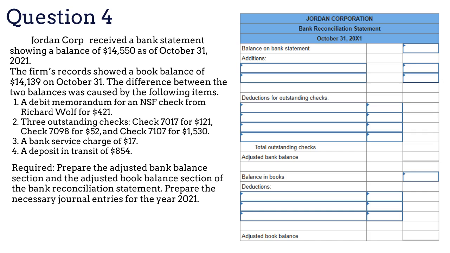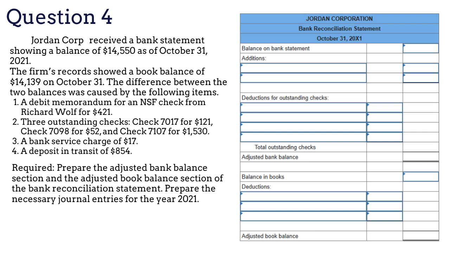Are you ready for question number 4? For this question, we need to prepare a bank reconciliation and the necessary journal entries. Jordan Corporation received a bank statement showing a balance of $14,550 as of October 31st. The firm's records showed a book balance of $14,139 on October 31st. The difference between the two balances was caused by the following items.